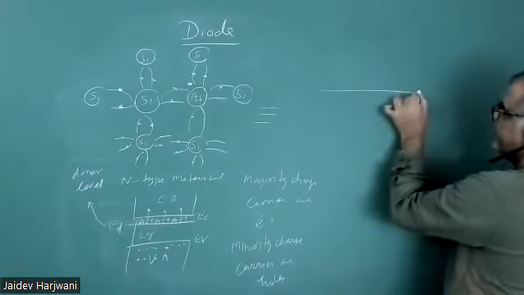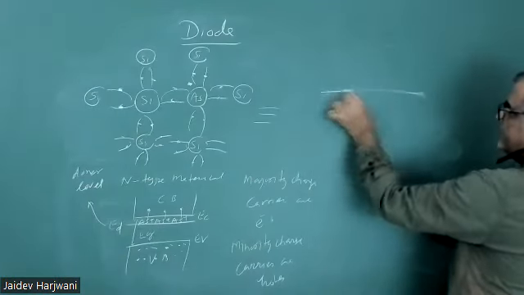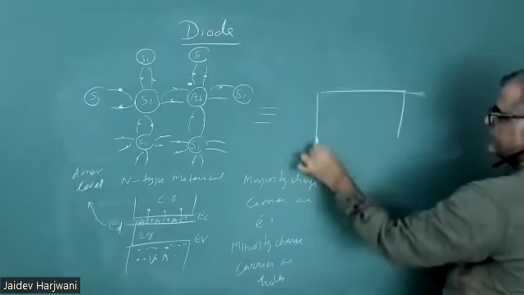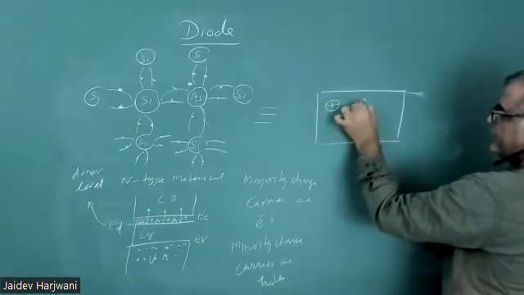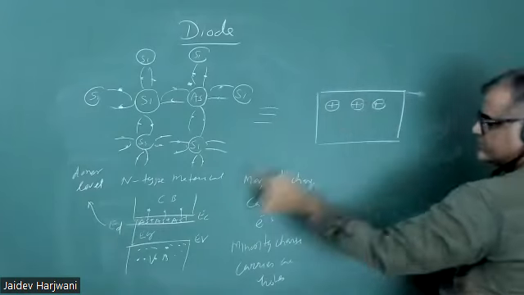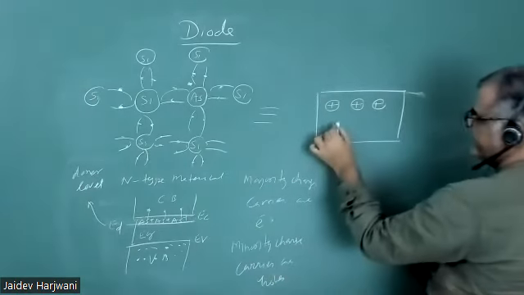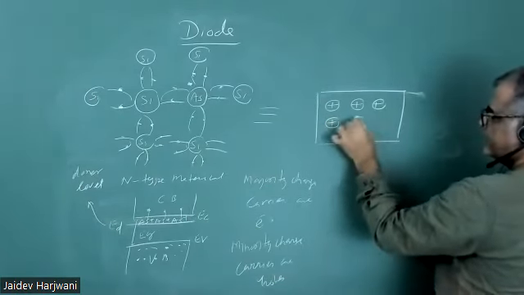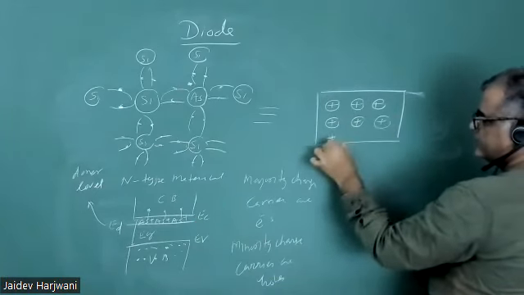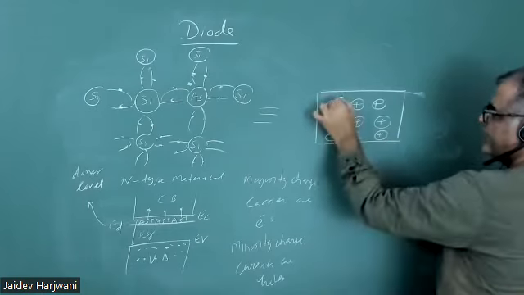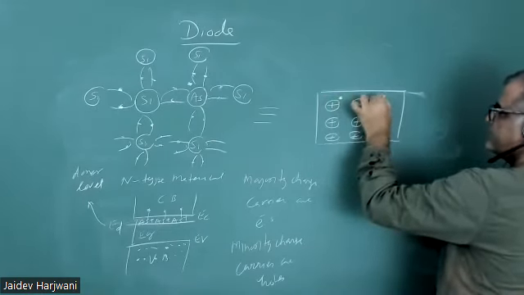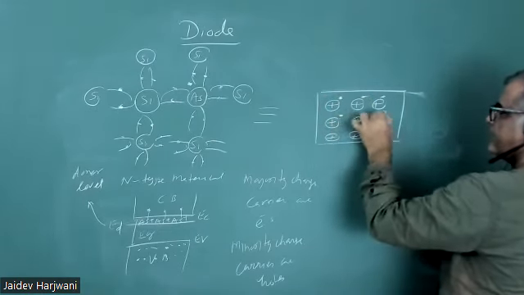Now, the n-type material. Generally we represent n-type material by a donor atom, and the donor atom has positive charge. Positive charge means once it gives up the electron, it will become positively charged. So if I want to represent an n-type material, this is my representation of n-type material.